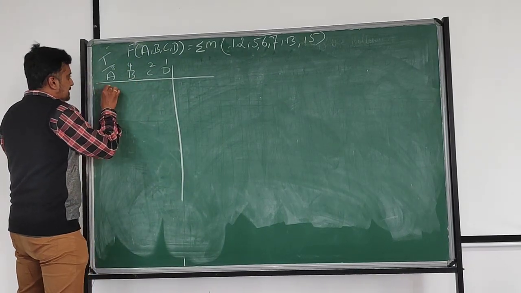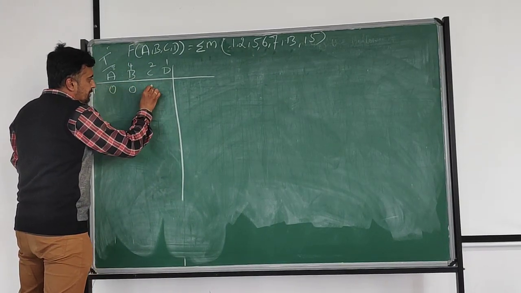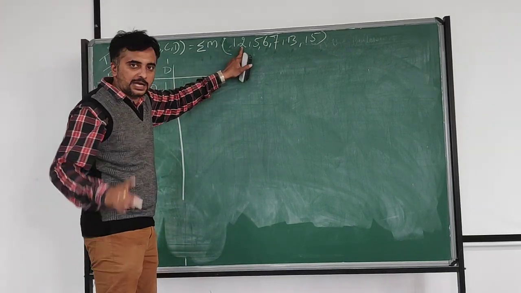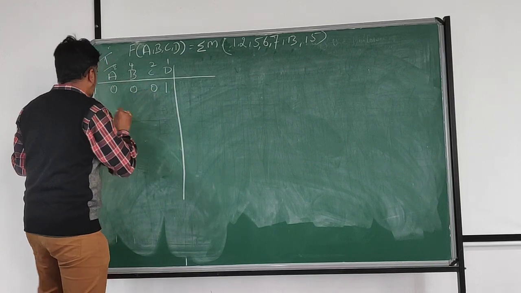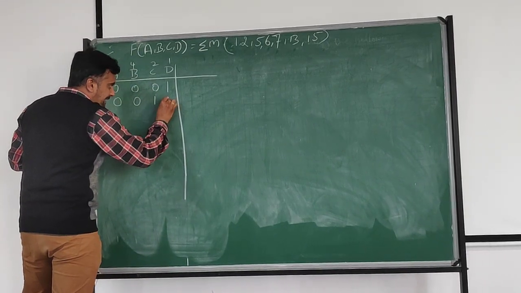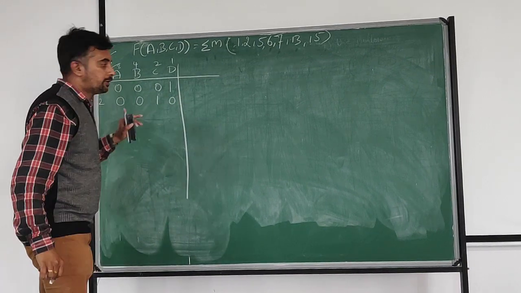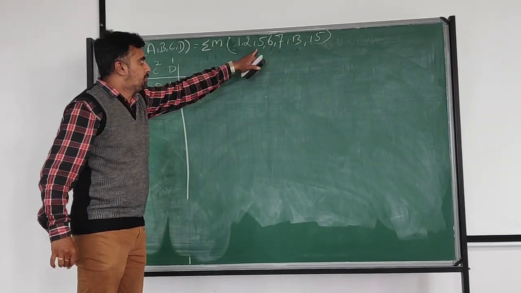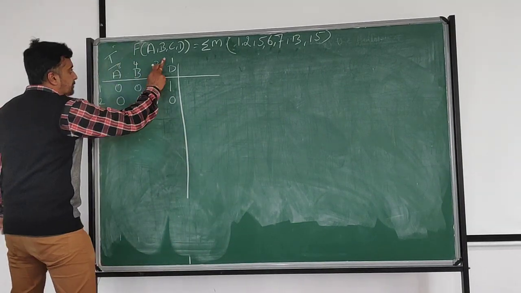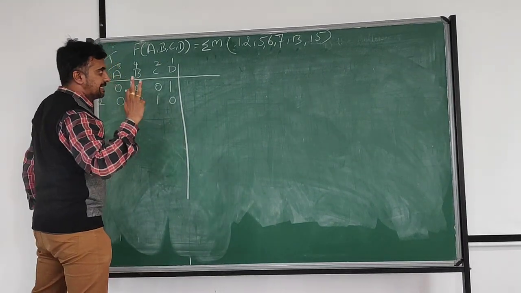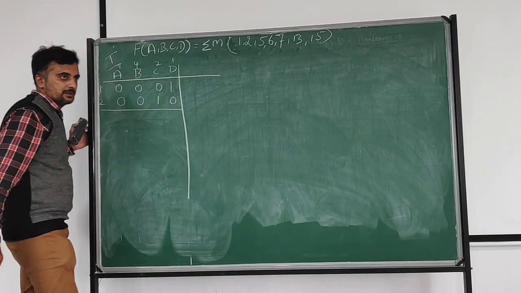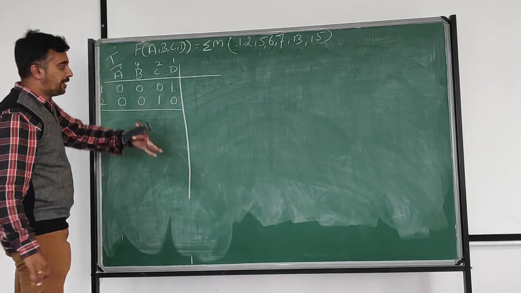1 is 0, 0, 0, 1, with a single one. Next, 2 is also a single one: 0, 0, 1, 0. Now check 5. 5 is 4 plus 1, so two ones are available here. Draw a line here after completion of the single ones. Next go for two ones.